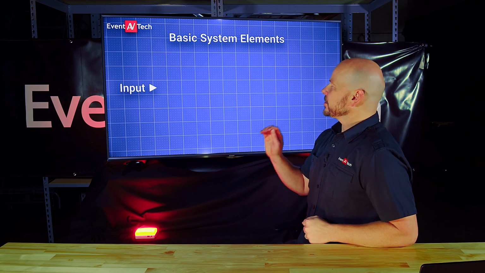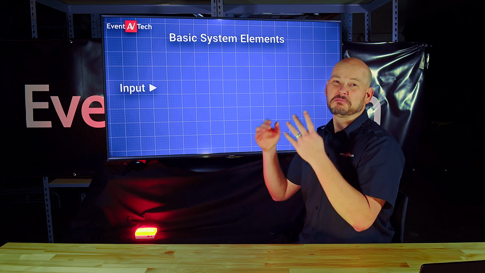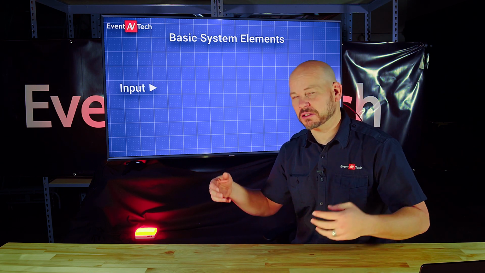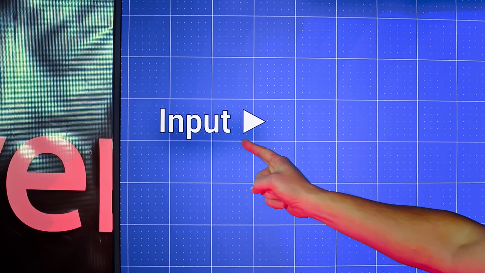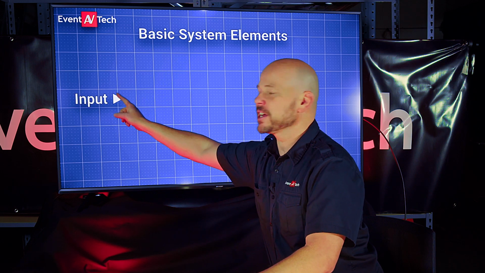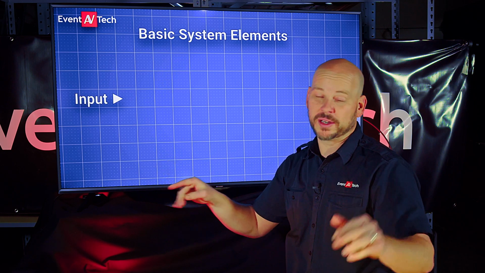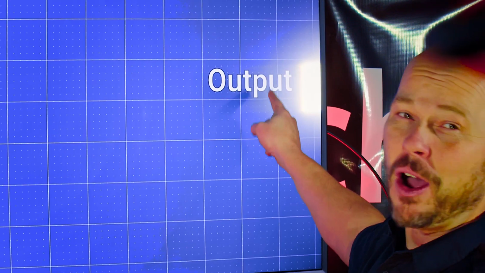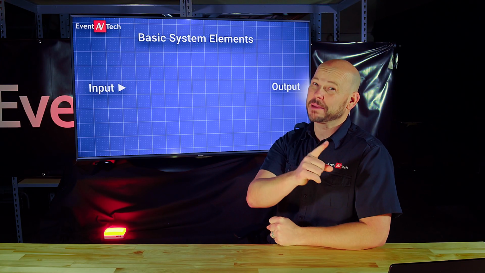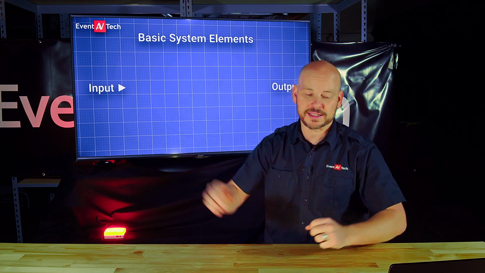The first thing we're going to do is understand four basic elements of systems, AV systems, whatever kind of systems. The first one is input. We have input way over here on the left side of the print, because that's where inputs go. It'll make more sense in just a second. The next element is outputs, and outputs go way over here on the right side of the print. So inputs, outputs, got it? Left side, right side.